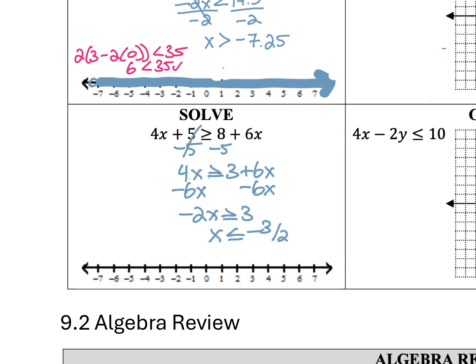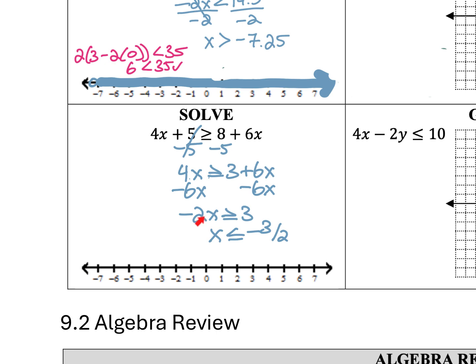Okay, here's what I came up with. You could have started anywhere you wanted. I decided to get rid of this 5 first. So I subtracted 5 from both sides, and I got 3 plus 6x. Then I wanted to combine my like terms to the same side. So I subtracted 6x from either side, and I have negative 2x. That means that I'm dividing by a negative again.